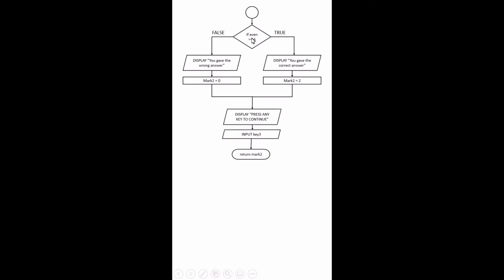Even must equal 6. So if it's correct, 2 marks. If it's wrong, 0 marks. So that is the flowchart for game 2.